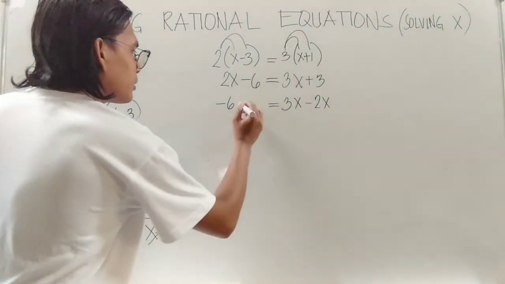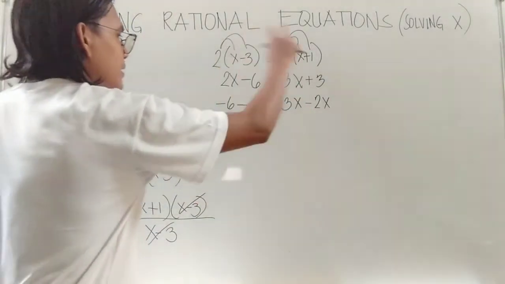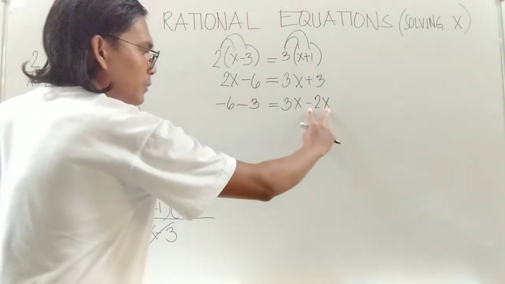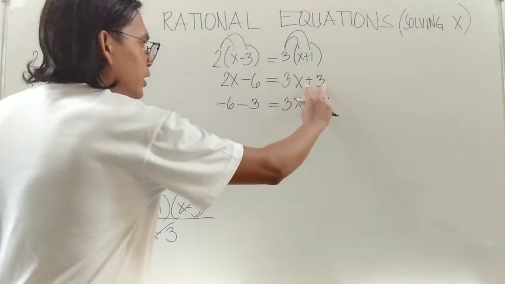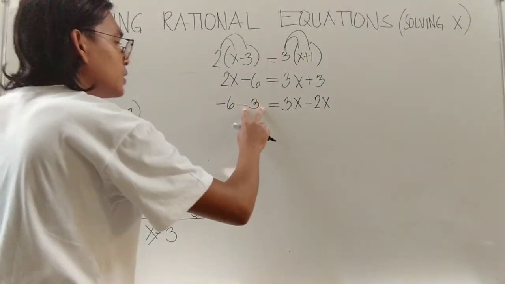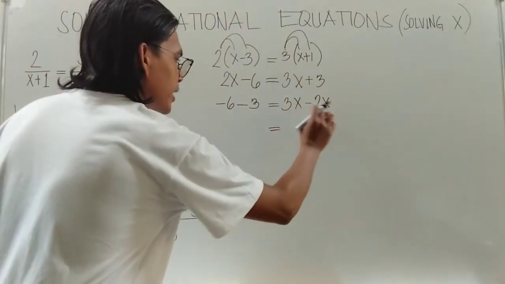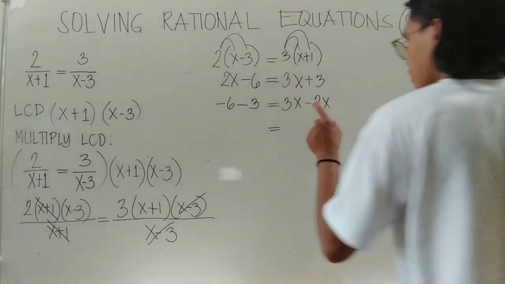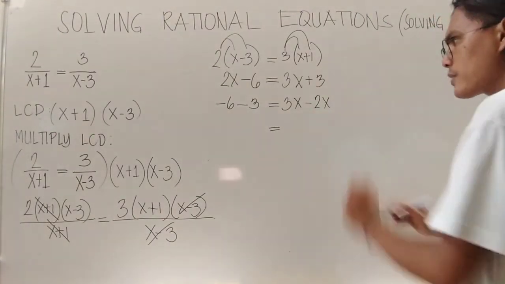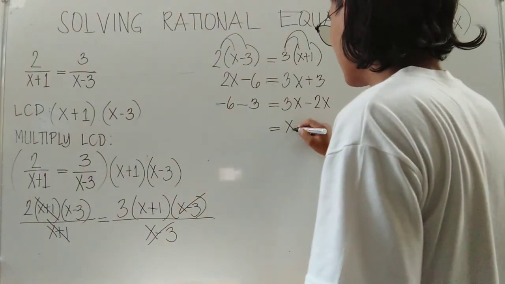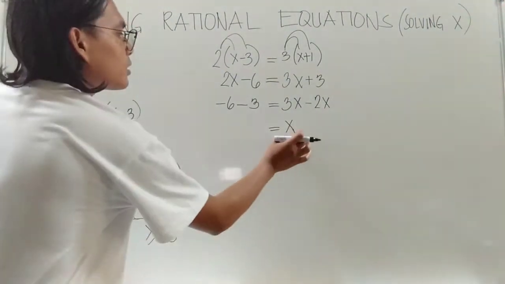Then minus 3. Again, so copy 3x, 2x, using subtraction property of equality. So positive will become negative. Then your positive 3 will become negative 3. Bring down minus 6. Then combine like terms. So we have 3x minus 2x. So you have 1x, or understood that we will write it as x.